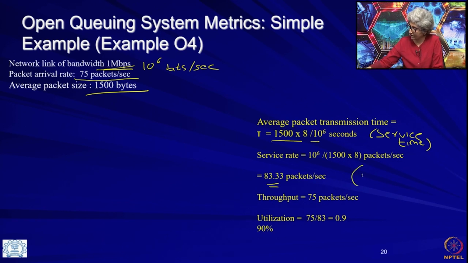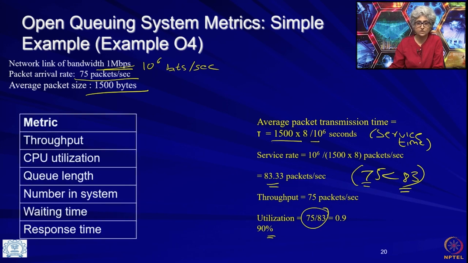So, now 75 is less than 83. So, throughput is equal to 75, right. Basically this link can actually carry 75 packets per second, and what is utilization? Compared to its capacity 83 packets per second, if it is getting 75 packets per second, this is the ratio, this is the fraction of time it is going to be busy. So, it is 0.9, in other words 90%.